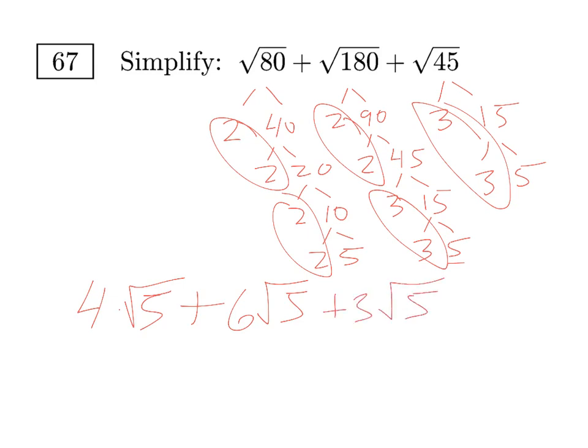Alright, so since they all have a square root of 5, that's the same thing as if they were all x's, like 4x plus 6x plus 3x. So I'm going to have 4 plus 6 plus 3, which is 13. And then square root of 5. That's all we could do with that. We're done.